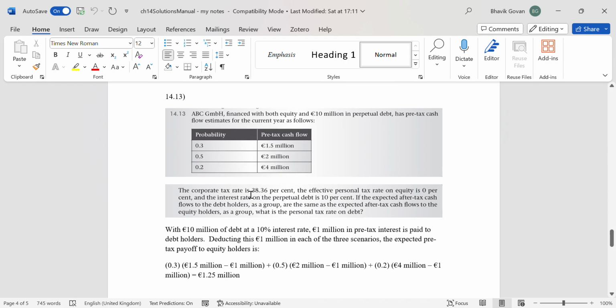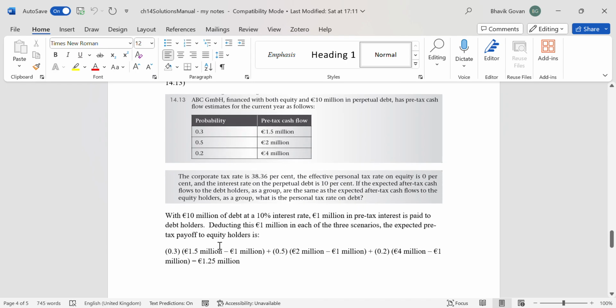So let's go through this. With 10 million euros of debt at a 10% interest rate, we've got €1,000,000 in pre-tax interest, which is paid to the debt holders. So deducting this €1,000,000 from each of the three scenarios, the expected pre-tax payoff to equity holders is this. You take your probability times your pre-tax cash flow minus the interest that's due to the debt holders, and you do that for each scenario.